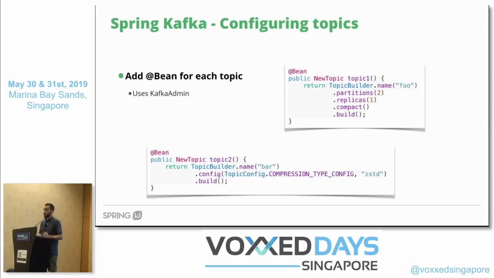And if you do that, internally that's going to be created in Kafka by using the Kafka admin API, right? So if you use Spring Boot, Kafka admin will be created for you, right? And all these topics will be created without having to explicitly create them yourself.